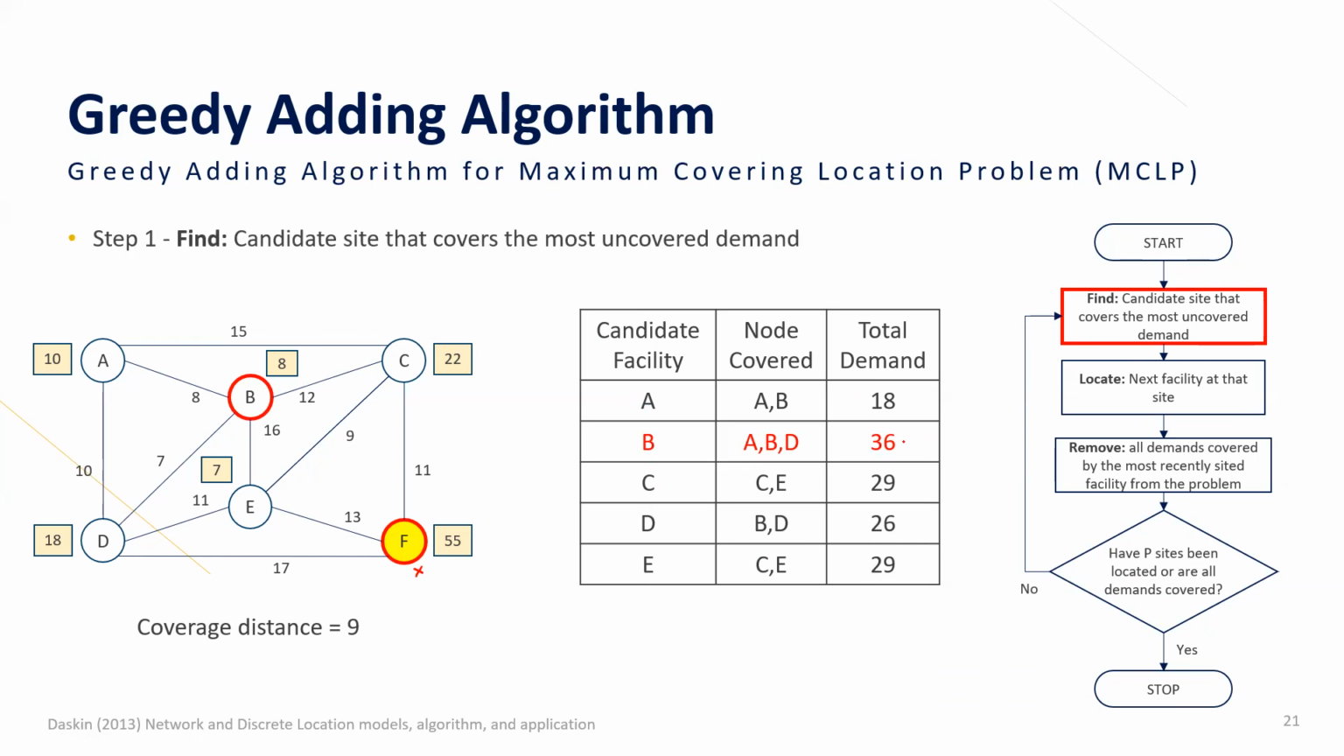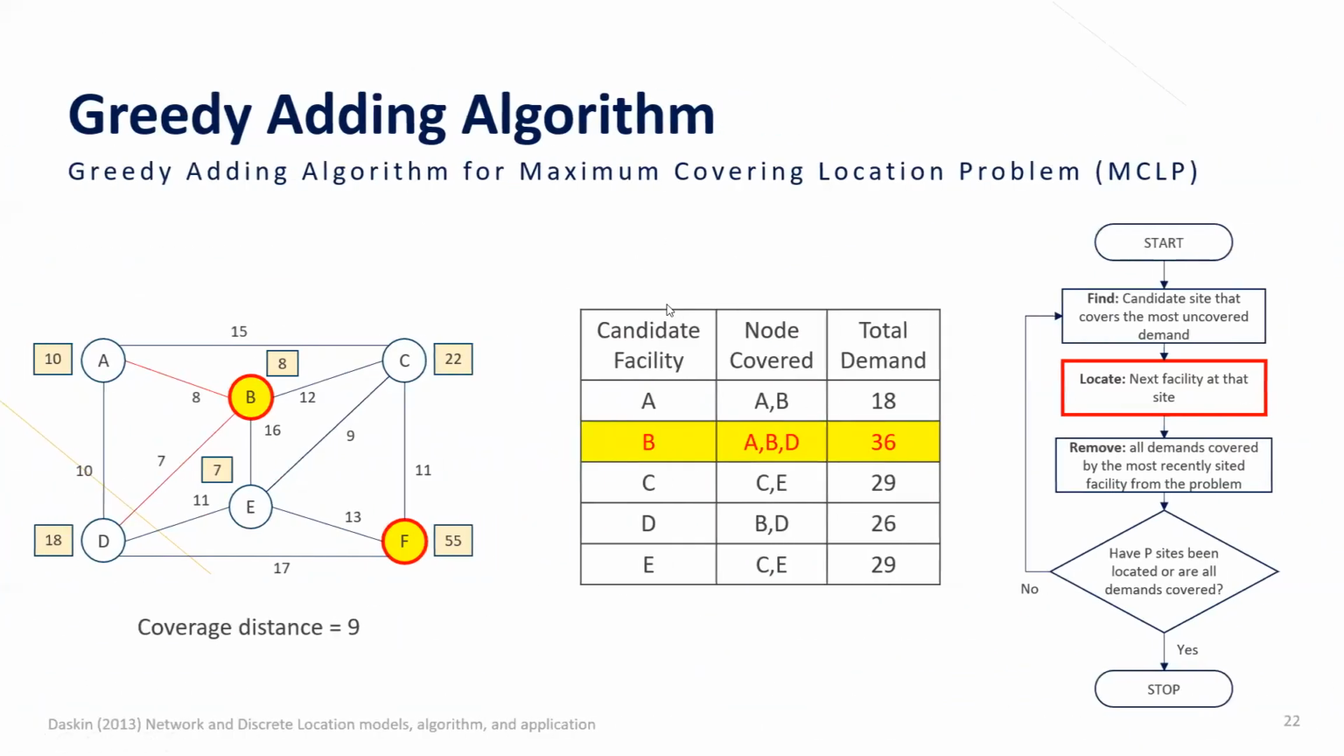You have here A 18, 36, 29, 26, 29. So this will be the facility that you are going to select. I find the facility that has the most uncovered demand. It is B. Then what? Then locate that facility. You will use B. B will cover A and D. Okay, A, B, D. Then what?